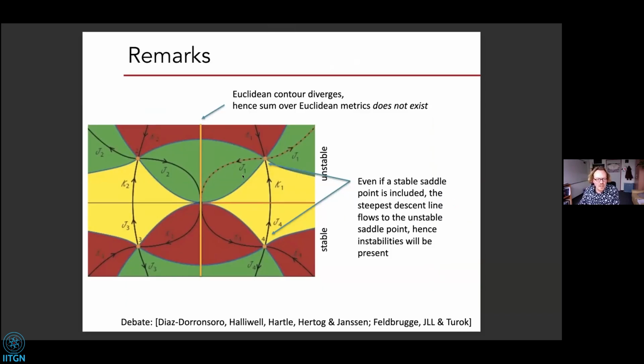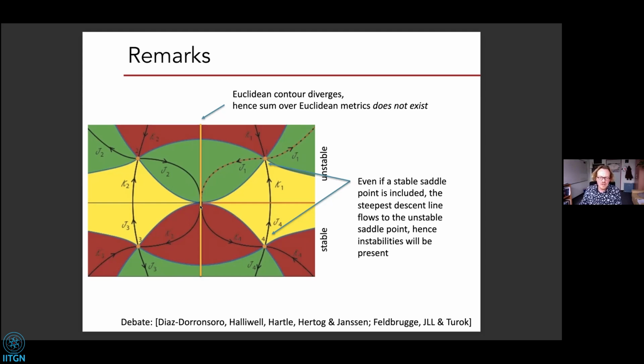Now I should immediately point out that if you wanted to sum over Euclidean metrics, as was originally proposed, this doesn't work, because either in the upper half plane you go into a region of divergence at infinity, or in the lower half plane you have a region of divergence near 0. So whichever way you do it, this sum over Euclidean metrics just doesn't exist.